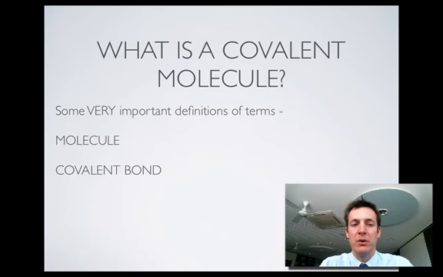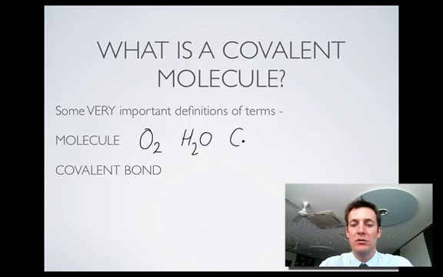What is a covalent molecule? Well, this leads us on to these really important definitions. A molecule is defined as any two or more atoms that are held together by a covalent bond. So it doesn't have to be a compound. O2 is a molecule in the same way that H2O is a molecule. You don't have to have two atoms, you can have two or more.